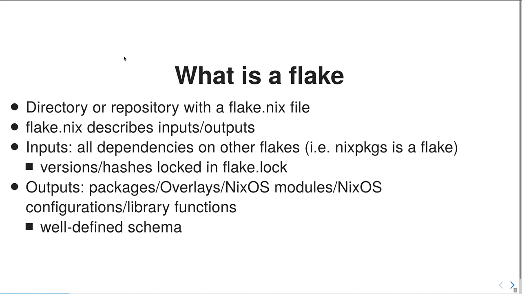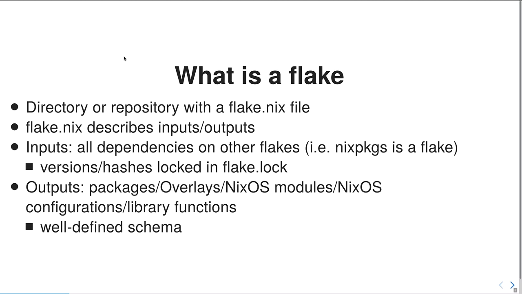So what is Flakes actually? A flake itself is basically a directory or a repository. It could be like a Git repository or something else that contains a flake.nix. And this flake.nix then describes what inputs, so what other dependencies this flake has, and what outputs it provides, so what packages it exposes, what libraries, what NixOS modules, and so on and so on. All the inputs as well are locked in a separate file called flake.lock. And this file is JSON encoded, while flake.nix is obviously, hence the name, written in Nix.